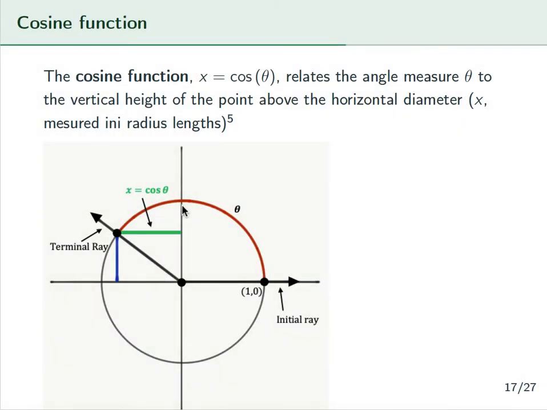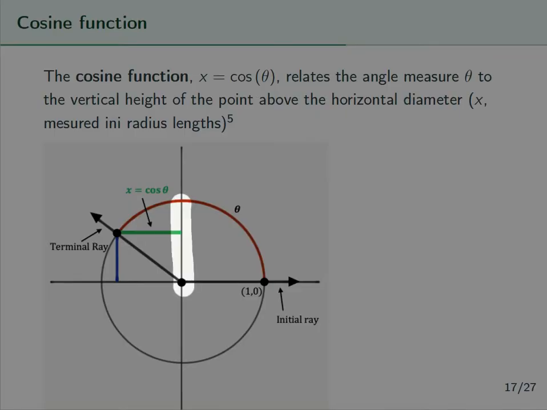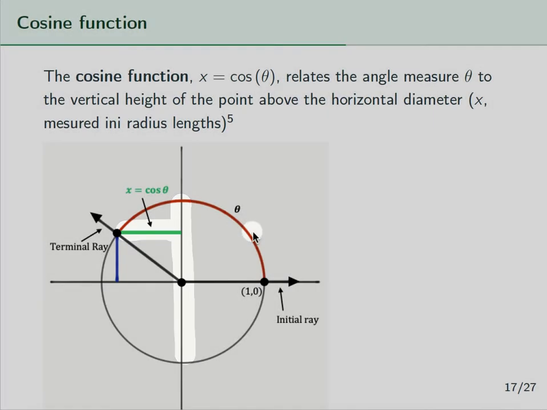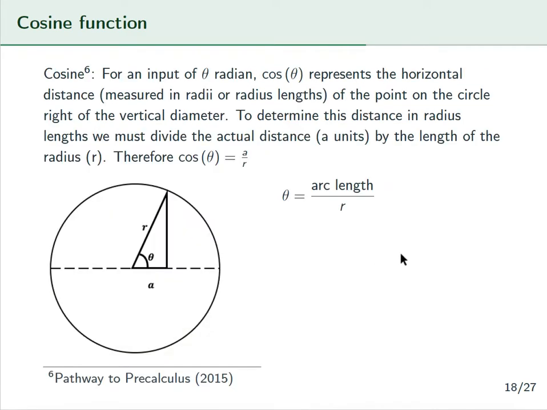Let me do it again. From the vertical diameter, it measures the horizontal distance, this distance, using radius length as a unit. So this is the definition of the cosine function. As you can see, this is why it's so important for us to understand angle measure in radians.